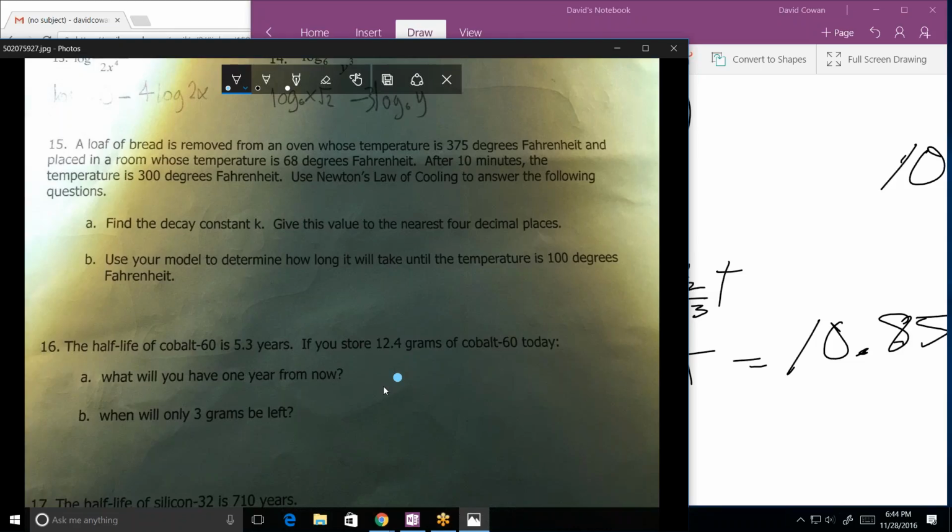I may have to look it up in the index. Hold on a second. Okay. Figure out what page it's on. Newton's law of cooling, 307. All right, here's what Newton's law of cooling says.